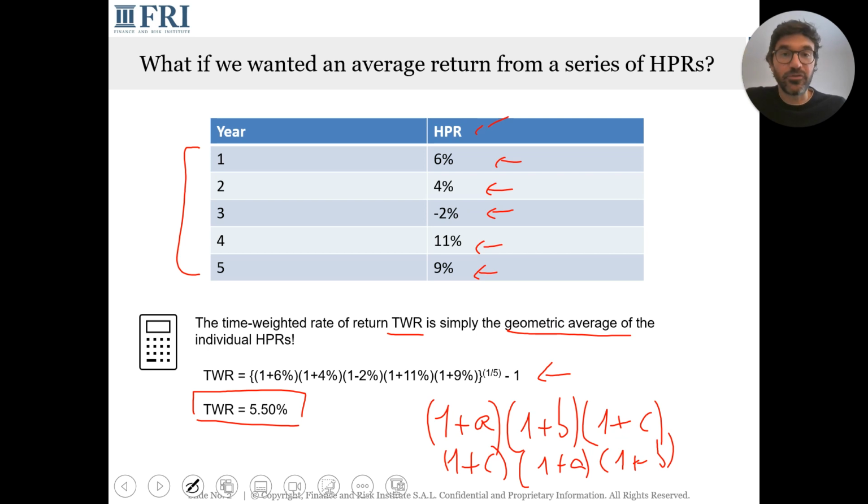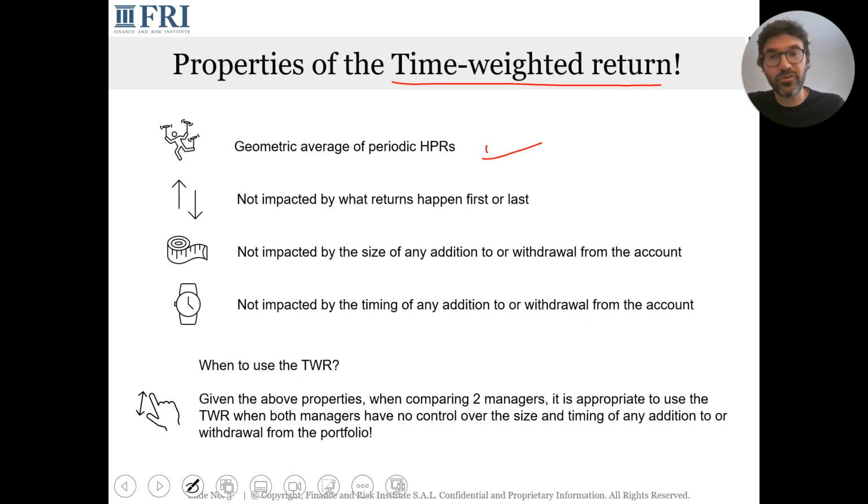Now, in more practical terms, it doesn't really matter whether the 6% was achieved in year 1 or in year 4. It also doesn't matter whether the 11% was achieved in year 4 or in year 2. The order of the returns does not impact the final value of the time-weighted rate of return. But more than that, the time-weighted rate of return does not consider any addition to or withdrawal from the account. Both the size or the timing of such additions and withdrawals are not really taken into consideration when we calculate a time-weighted rate of return.